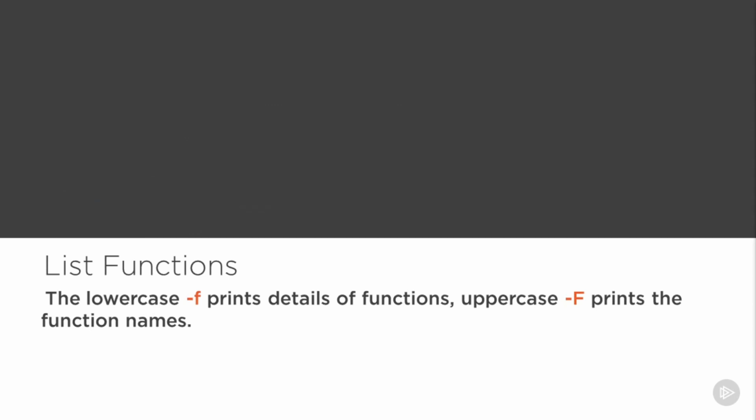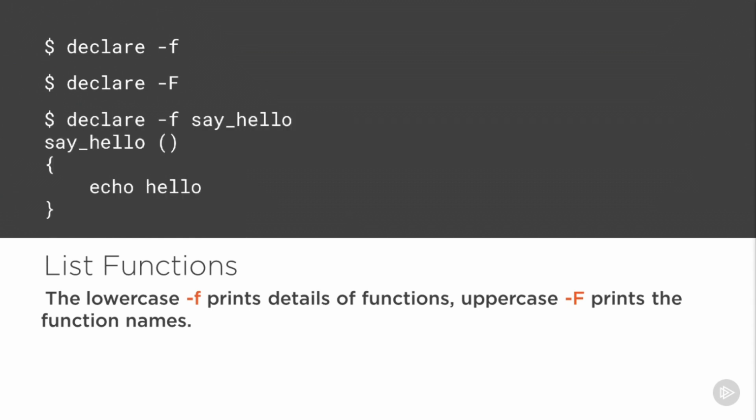Once we've created functions, we can go through and list them, but to be honest, we're going to have a heap of functions within our shell in any case. If we use the lowercase f, we're going to list all of the functions and the details of their content. If we just want a summary, the function name, then we can use the uppercase F. To show what I mean by the detail of a function, if we use a declare -f on the function we just created, say_hello, we then see the definition of our function being printed back.